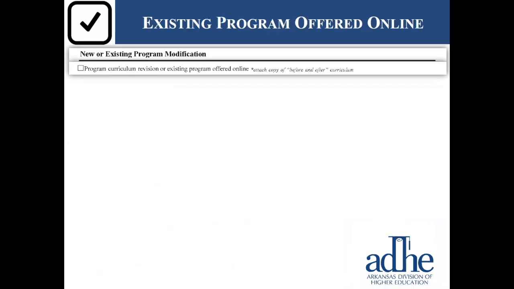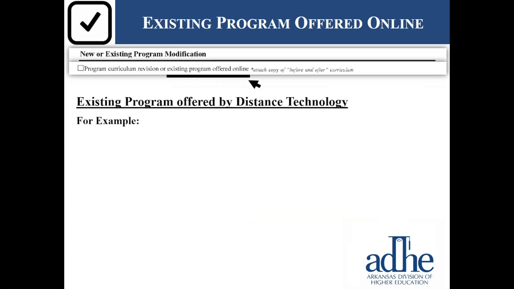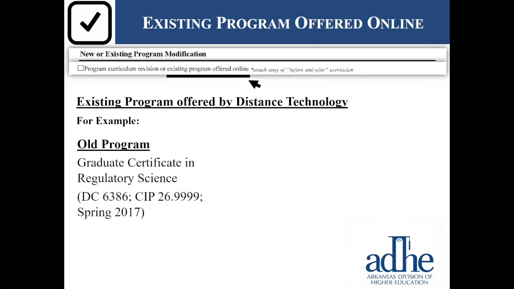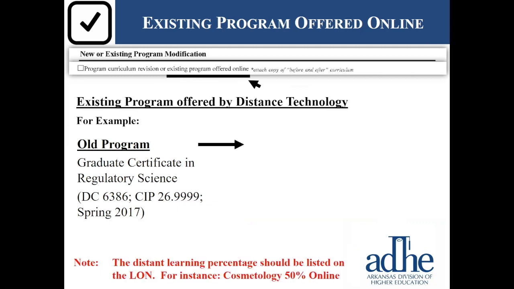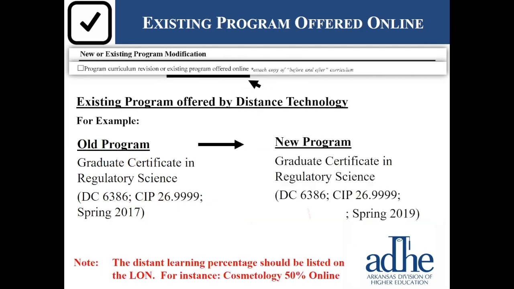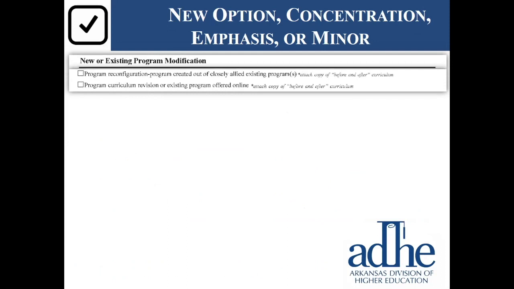Now, further modifications can be made to existing programs that are offered by distance technology. In this example, the institution is requesting that the current graduate certificate in regulatory science be converted into a 100% online program. It is important to ensure that the distance learning percentages are listed on the LON. So when working on the submission of program reconfigurations or curriculum revisions, it is important to distinguish between minors and concentrations.